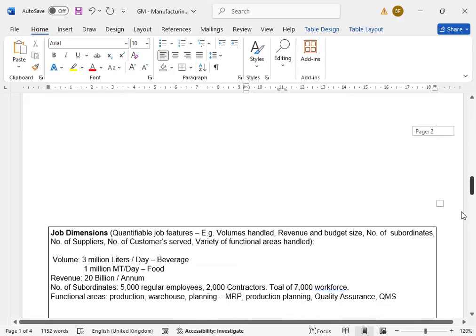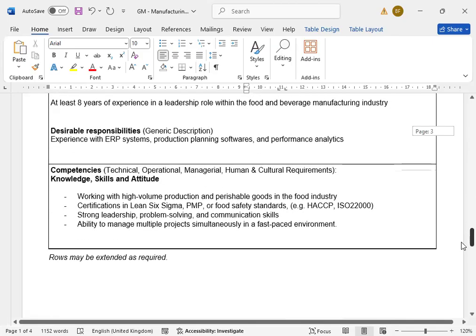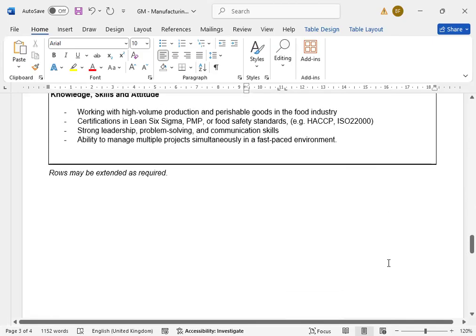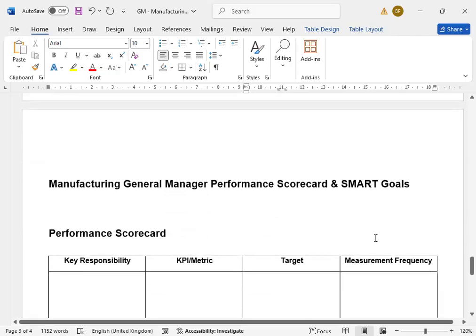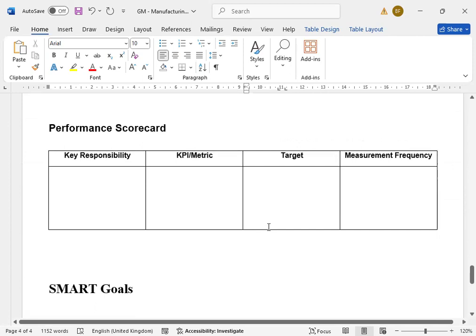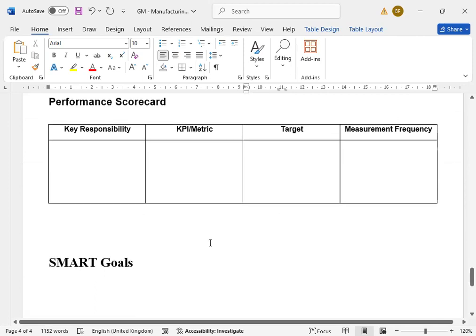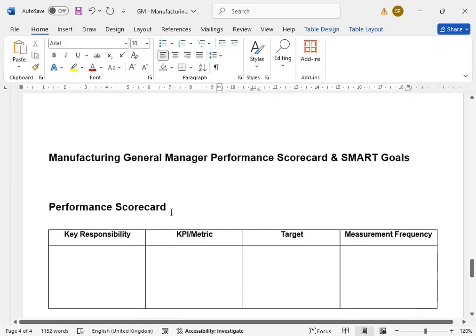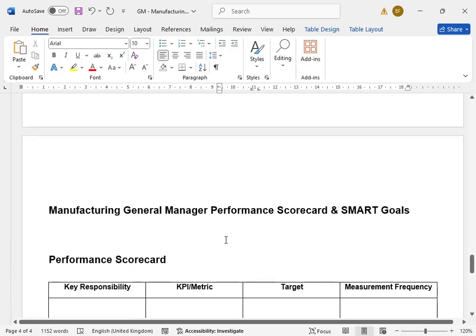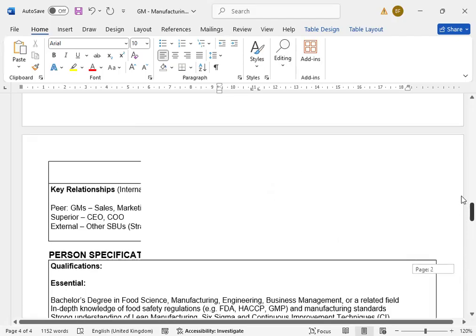Okay, so this is it for our first lesson, which is for the job description writing. And the next time around, I'm gonna be doing the performance scorecard, and this will not take a long time, and also the SMART goals for the same position. So I'm just gonna do it next time because we don't have much time left. I hope you like this and you learned from this lesson that we are having here.